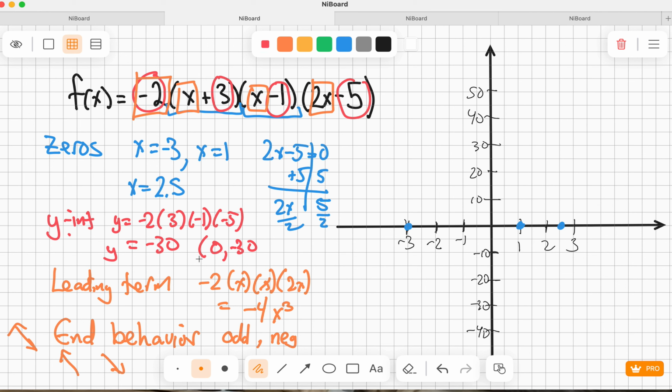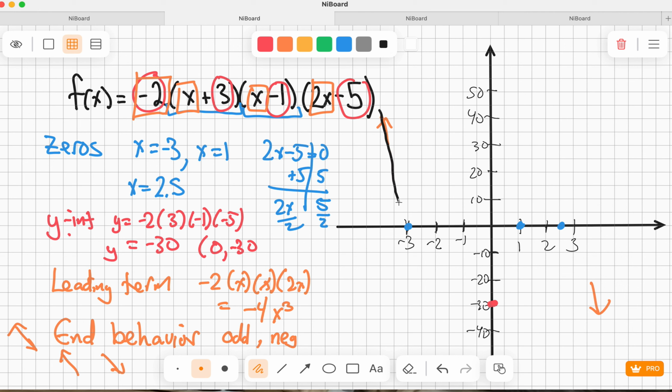My y-intercept is at (0, -30), so it's going to cross the y-axis right there. My end behavior says it has to be going up in this direction and down in this direction. With this, I can kind of get an idea of how to draw on this graph. So I'll start up high.